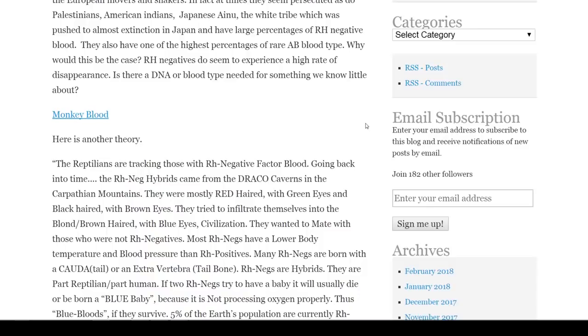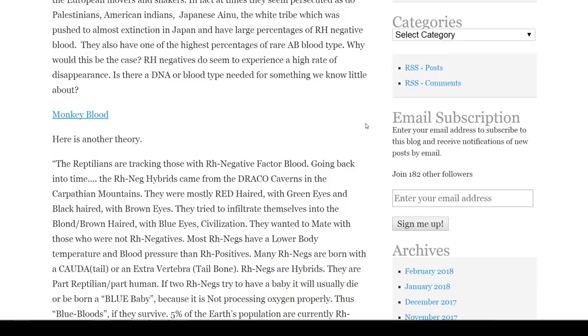And interestingly enough, on my mother's side, we do have some ancestry in the Carpathian Mountains. And when I was a little boy, I was bright red haired. And I do have blue eyes. My brother had green eyes. So it is interesting.